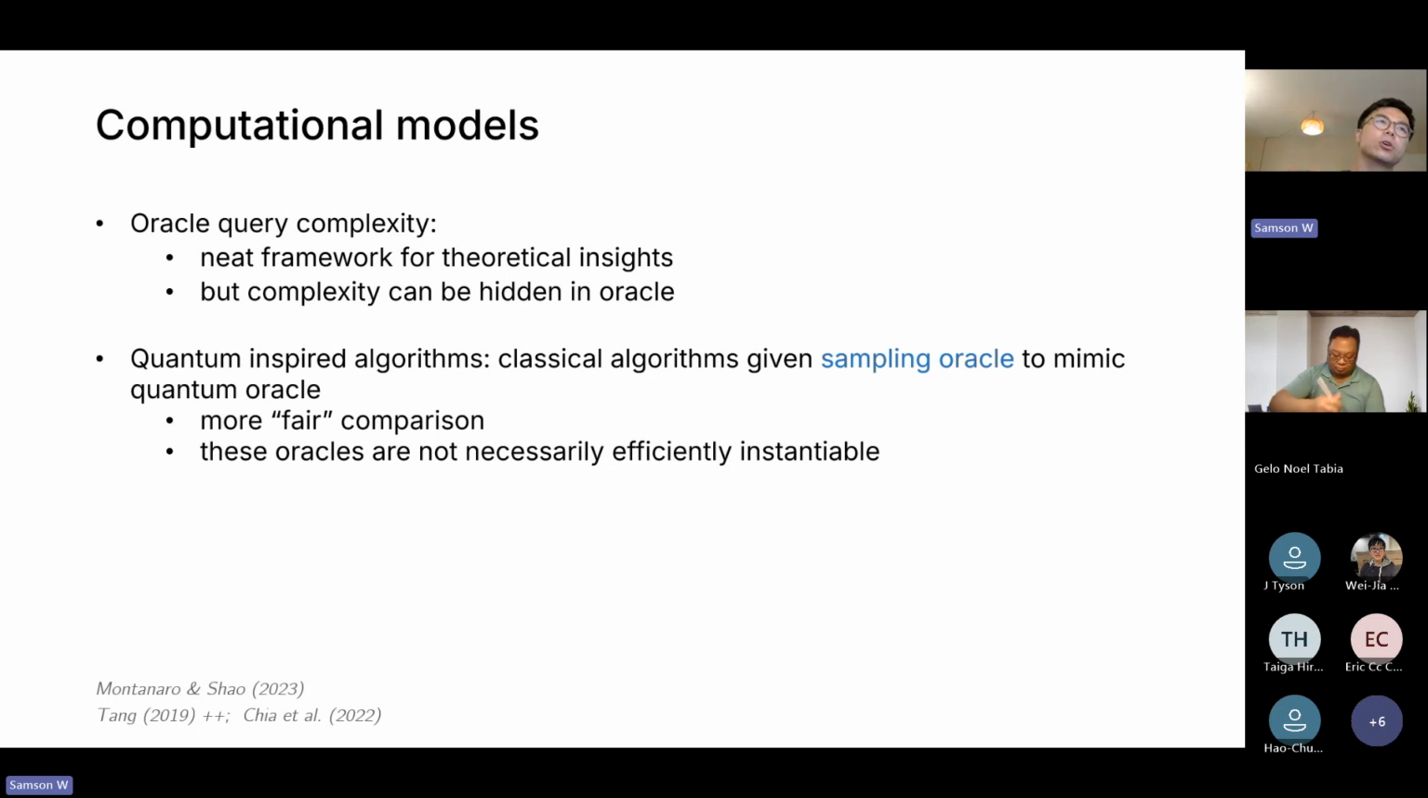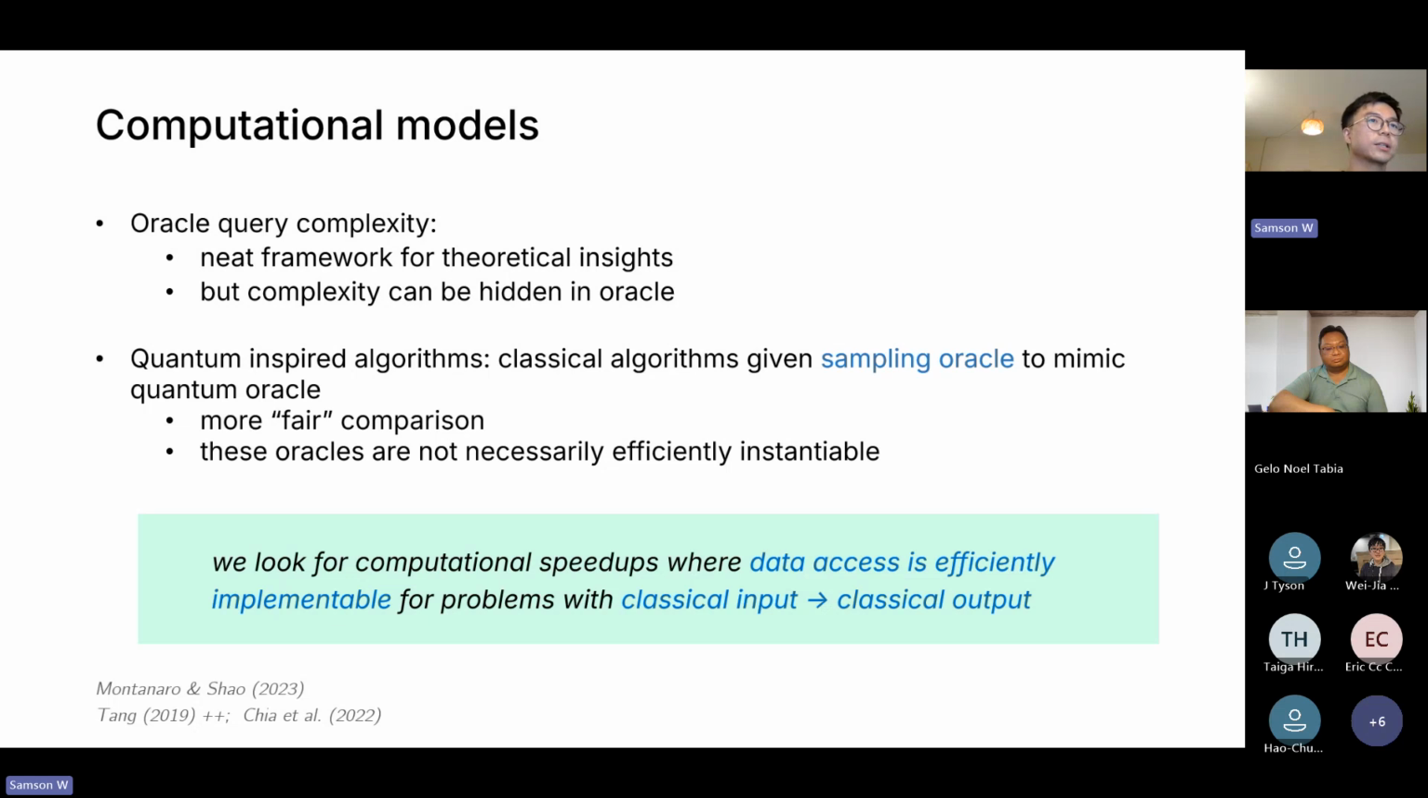However, these oracles are not necessarily efficiently instantiable. And so again, if we're more motivated by thinking concretely about what algorithms we could run efficiently, this isn't necessarily the best framework to think of, even though it's a very insightful one and useful for other reasons.